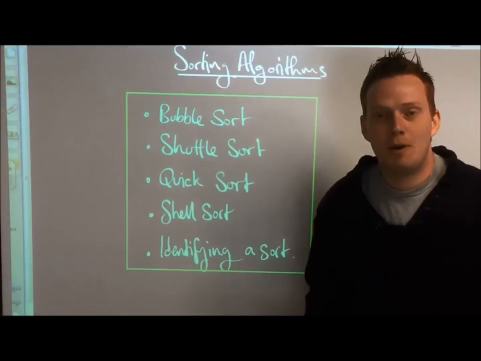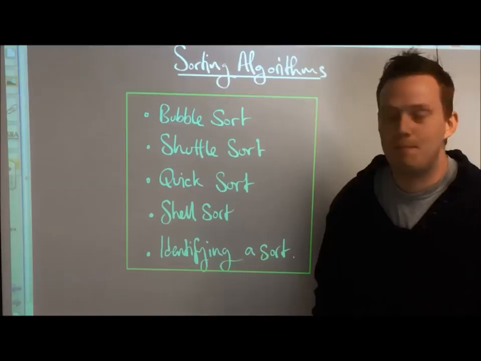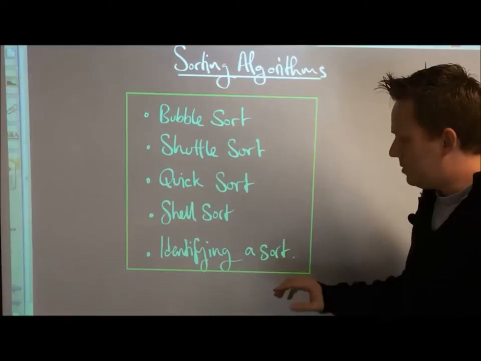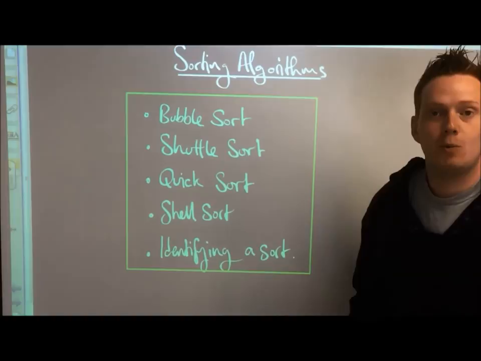So now we're going to talk about the sorting algorithms that you have to be able to perform on the D1 exam. We've got the bubble sort, shuttle sort, the quick sort, the shell sort, and then you might also get asked to be able to identify which sort has been performed. So we'll talk a little bit about the characteristics of each sort.